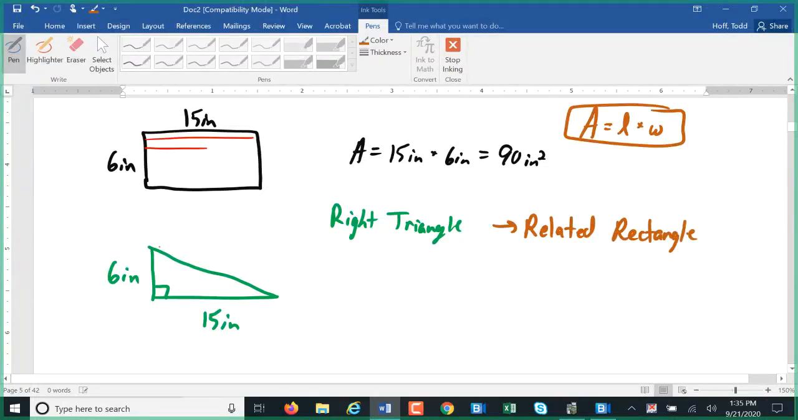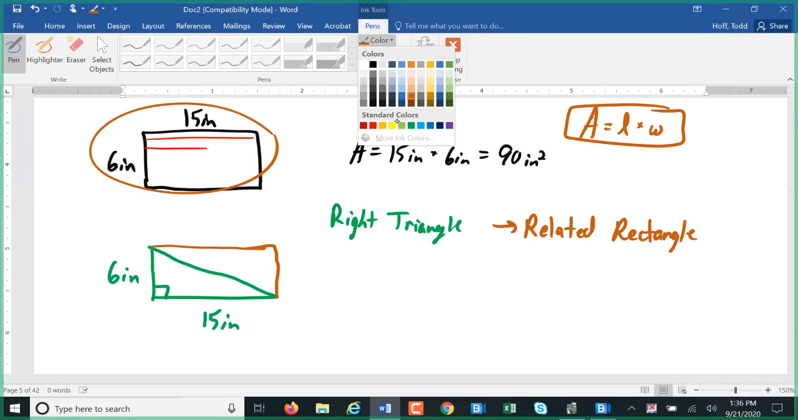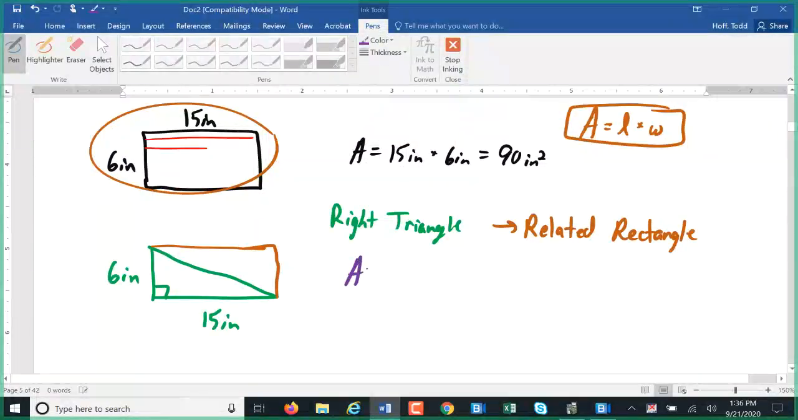So the related rectangle is a rectangle that would contain this triangle. It would look like that. Well, that rectangle is this one. It's 6 by 15. And we see that that triangle is exactly half of that rectangle. The area of the rectangle will be 15 inches by 6 inches. We divide that by 2 or multiply it by 1/2 to get 45 square inches of area for that triangle.